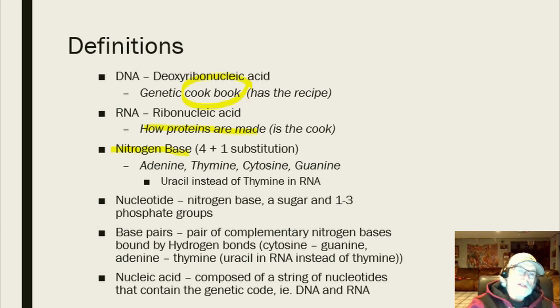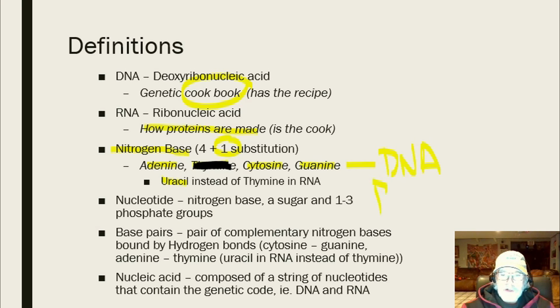Nitrogen bases. Okay, nitrogen bases are really important, and this is something that's good to understand. First of all, I have 4 plus 1, which means there are basically 4 nitrogen bases: adenine, thymine, cytosine, and guanine. I said plus 1 because those are according to DNA. That's what we see in DNA. In RNA, they substitute: let's get rid of thymine, and they put in uracil. So RNA has adenine, uracil, cytosine, and guanine.